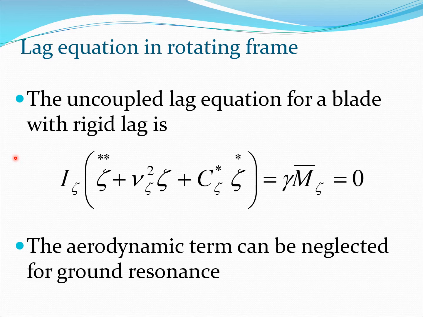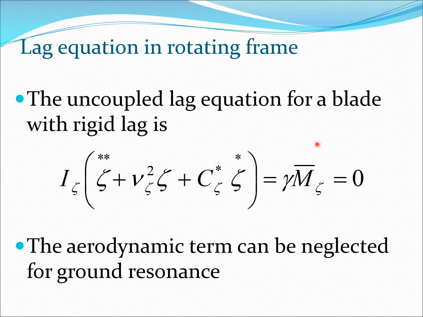So let's look at the lag equation in the rotating frame. So the uncoupled lag equation for the blade in rigid lag is given by this equation here. Now you will recall the equation I zeta double star plus nu zeta square zeta we derived in terms of rigid lag motion, and also we add a damping term here. So this is essentially the fact that the lag motion may have damping not only coming from structural damping but also from some lag damper placed in this case, because as I mentioned before, rotor blades typically have a lag damper because the lag mode is low damped.